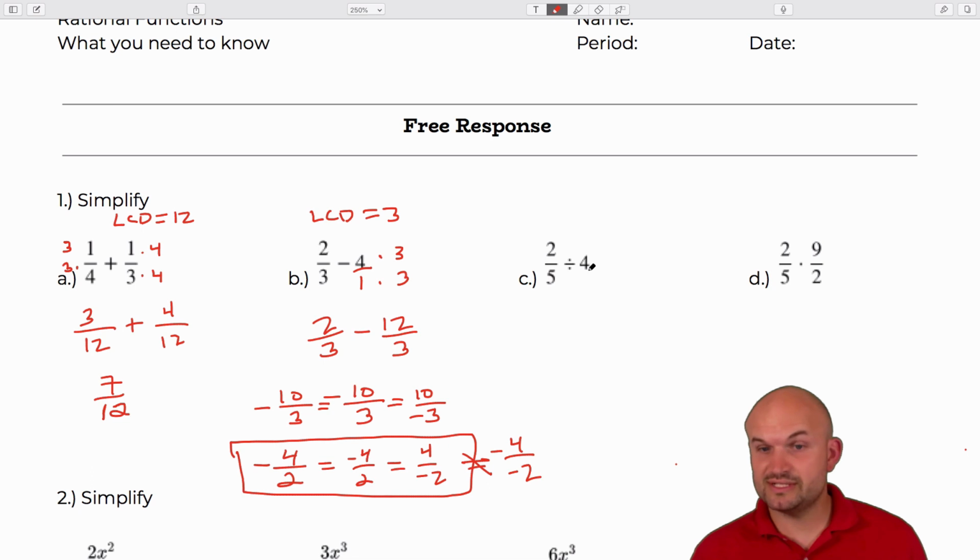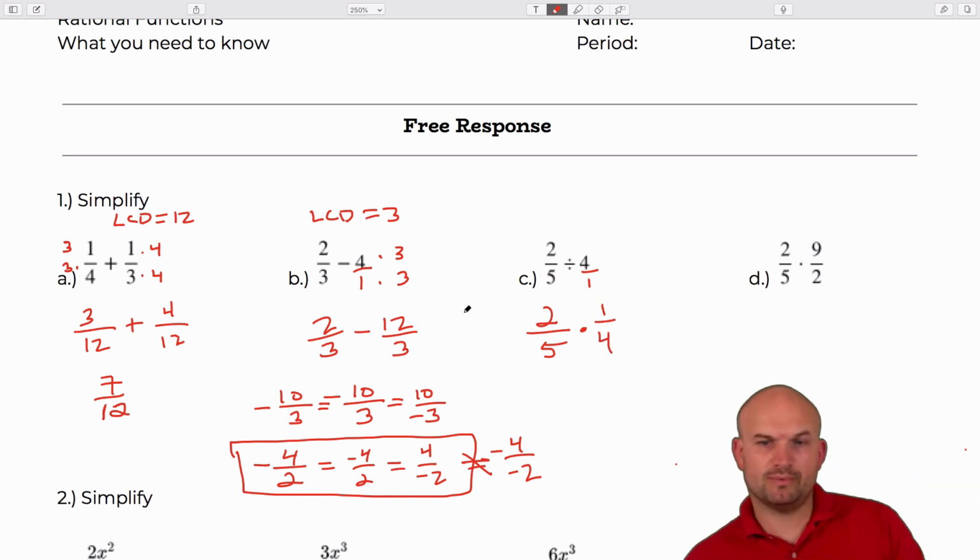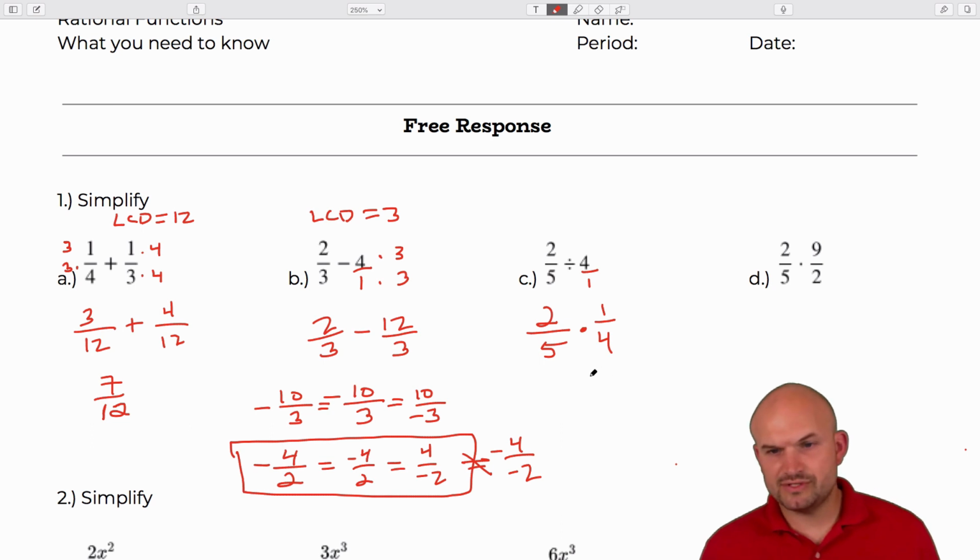So again, in this case, you can see here we have an integer. So let's go ahead and change this to a fraction. And then just remember, division is the same thing as multiplying by the reciprocal. So the reciprocal of 4/1 is 1/4. Typically the easier way to deal with division is to rewrite it as the reciprocal. And now when we're doing multiplication, we're just going to multiply straight across. So that's going to give us a 2/20, which we know is going to reduce down to 1/10.